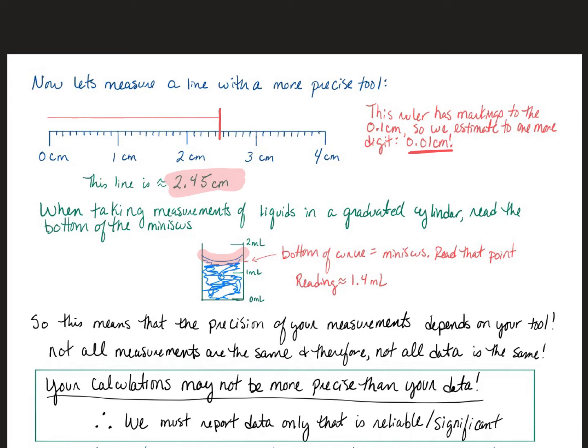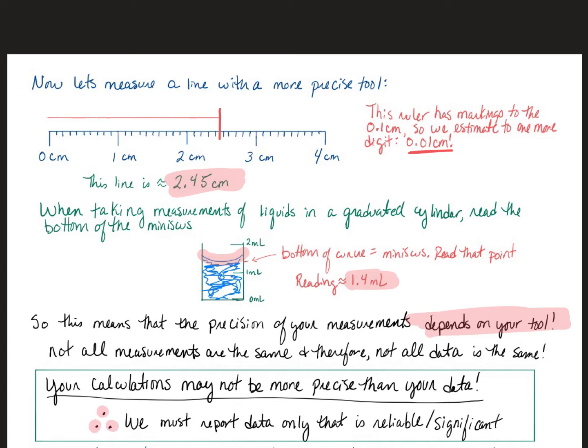And in this case, I'm going to again estimate where that is, and it would give us a reading of 1.4 milliliters. So that means the precision of your measurements depends on your tool. It depends on what device you're using. And therefore, that means that measurements aren't necessarily the same and data is not the same. We cannot have more precise calculations than we have in our data to begin with.